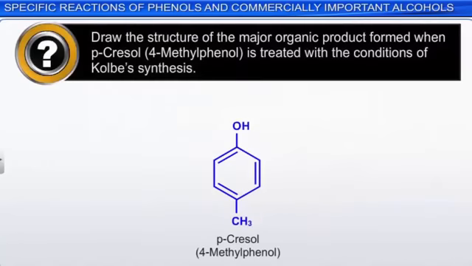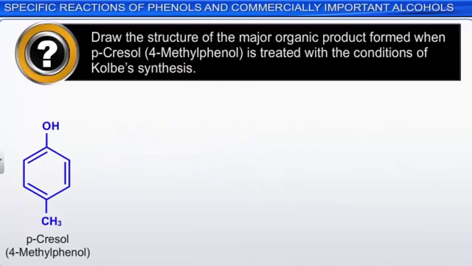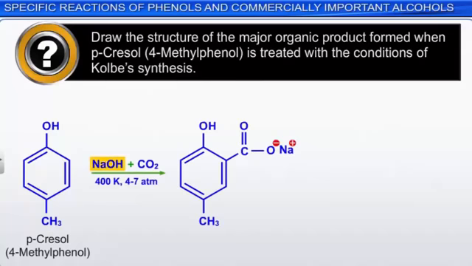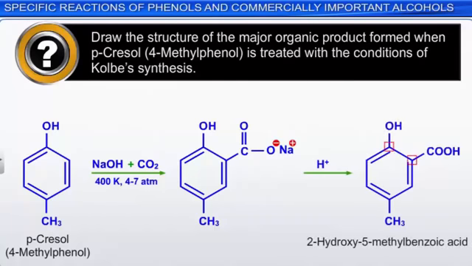Here is a problem for you to solve. Draw the structure of the major organic product formed when para-cresol, 4-methylphenol, is treated with the conditions of Kolbe-Schmitt synthesis. Alkyl derivatives of phenol react in a manner very similar to phenol. Treatment with sodium hydroxide, followed by heating with carbon dioxide at high pressure, and then acidification, forms an ortho-hydroxybenzoic acid derivative.